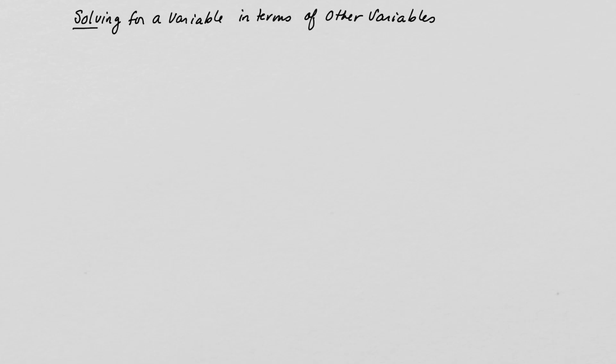So this video is going to talk about solving for a variable in terms of other variables, and it's the first in a series of videos that talks about this. In this video we're going to use addition or subtraction. Other videos will talk about other ways to solve for a variable. And so we're talking about things that kind of look like the following.